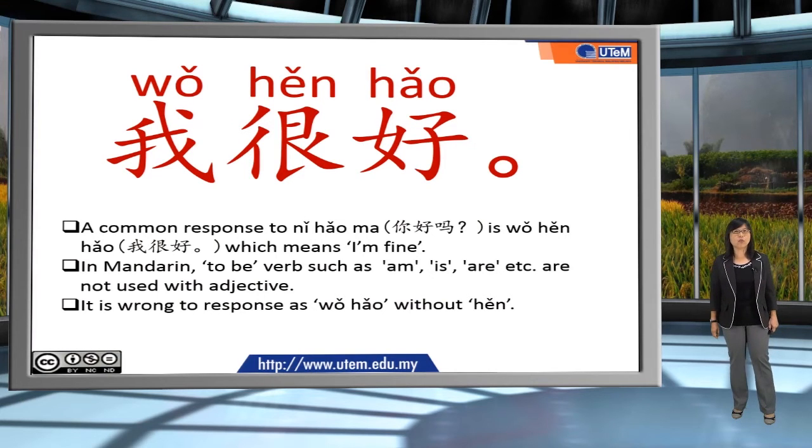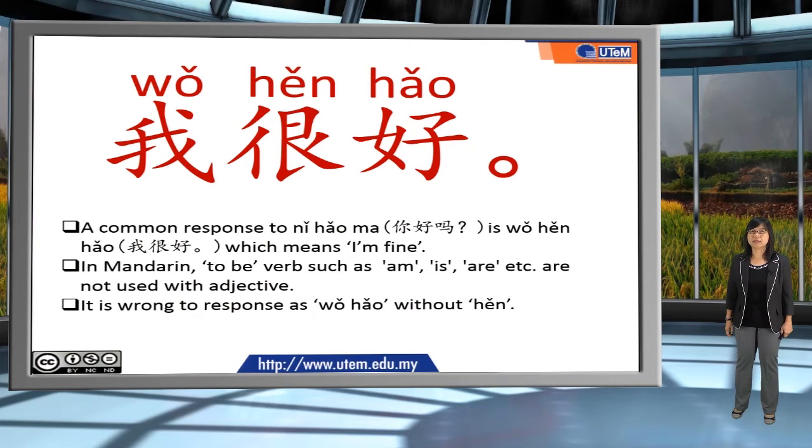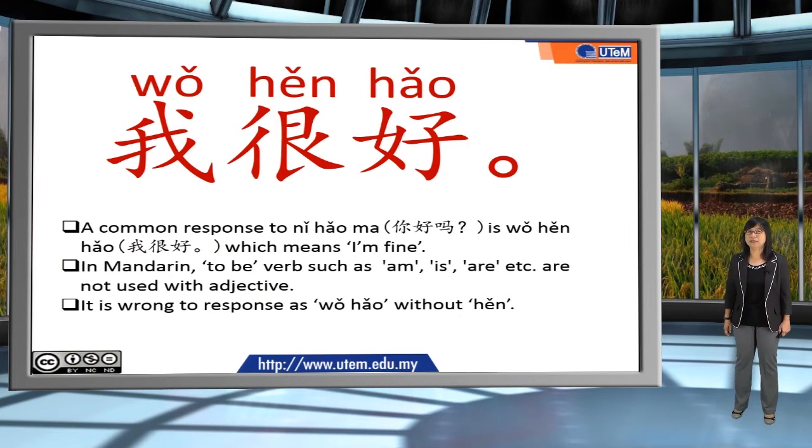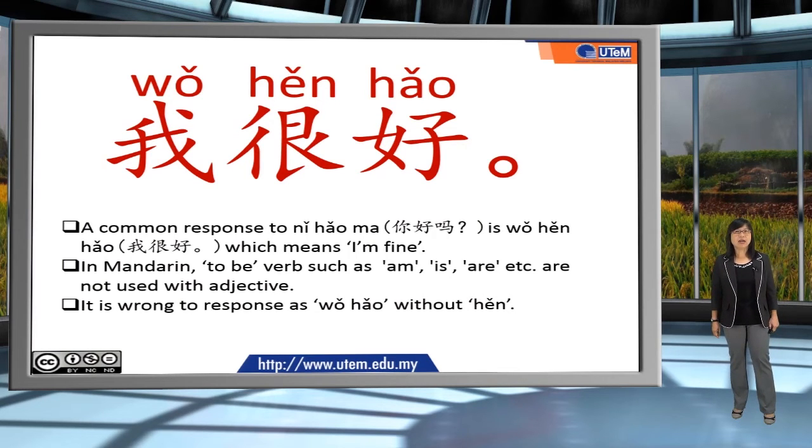Though translated as really, 很 has a weaker meaning than it does in English. It is often added before a single syllable adjective just to enhance the flow of the sentence. So the word 很好 means very good in English, but it means I'm fine in the context of the dialogue. Remember, it is wrong to respond as 我好 without 很. Please note that the 很 here is pronounced as a second tone 很, 我很好.